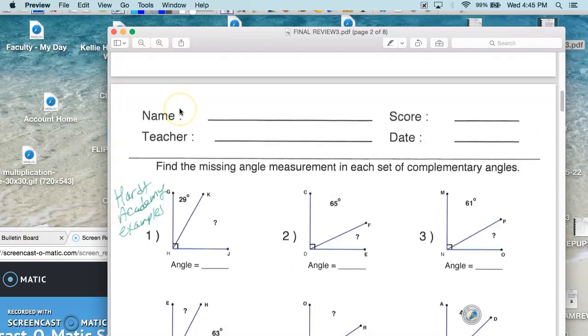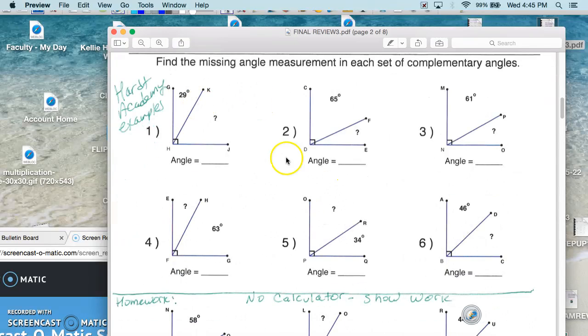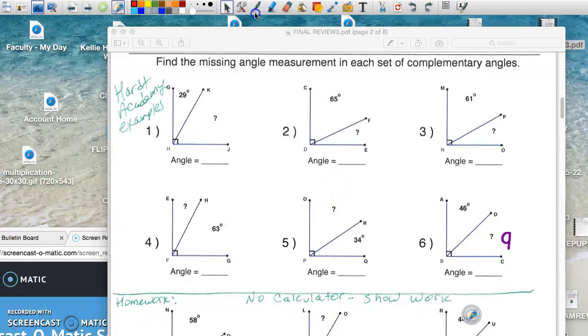Okay, this first half right here, you are not going to use a calculator, so I'm going to demonstrate how to do these, and it's very easy. With this geometry review, what you need to know is that complementary means 90 degrees. Complementary angles means two angles put together will equal 90 degrees. This is a right angle. How do we know? Because of that little box right there. It means it's 90 degrees.